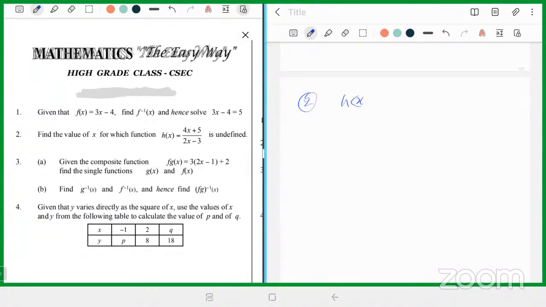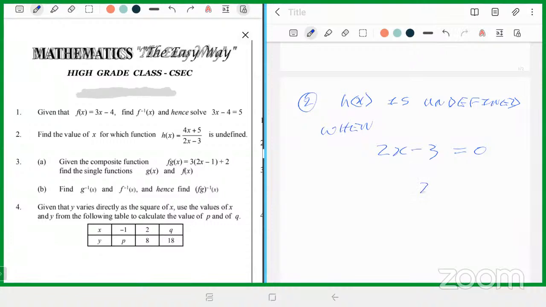All right, so h of x for question 2 is undefined, or not defined, when the expression in the denominator, which is 2x minus 3, becomes equal to 0. And this equation will calculate that x value for you easily. We're trying to make x the subject, transpose the -3, becomes a +3, and then we divide by the 2.